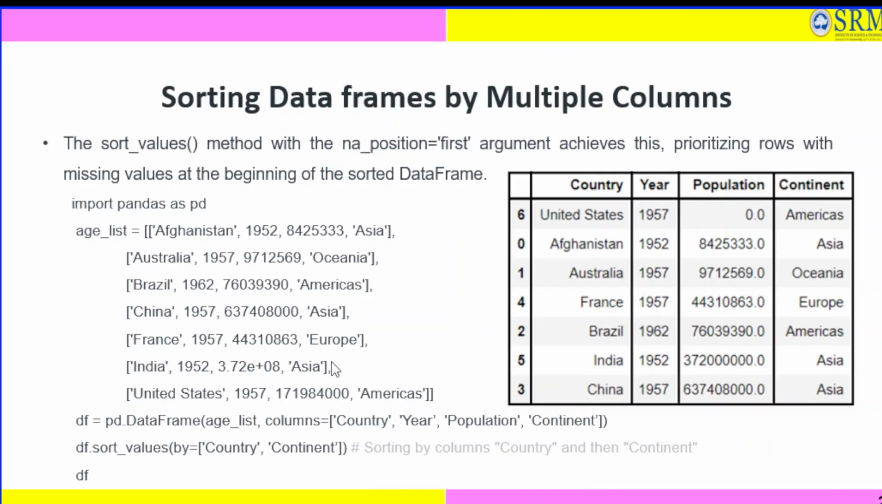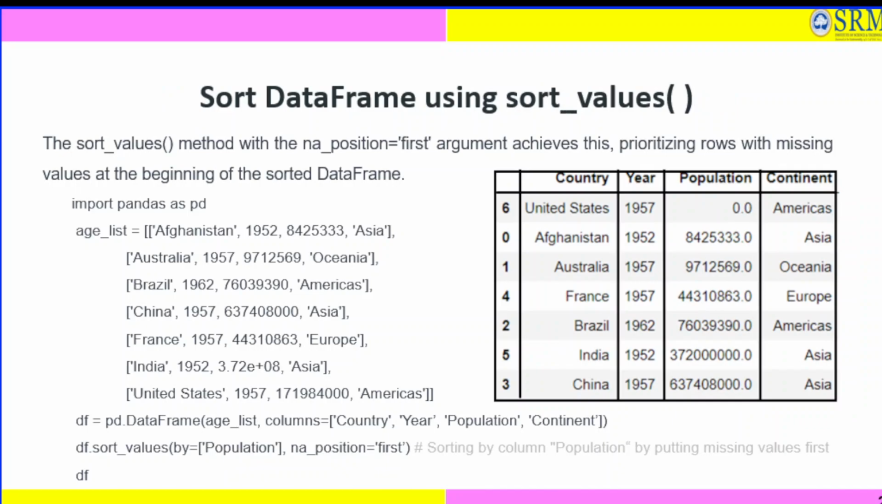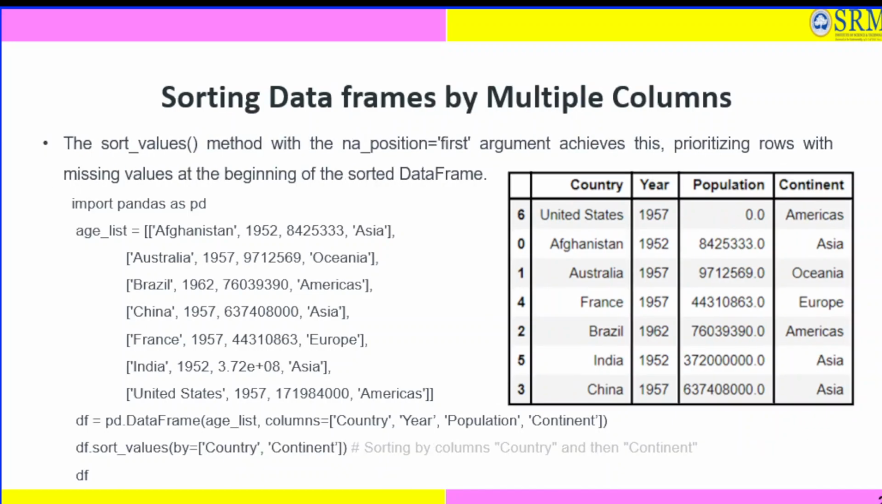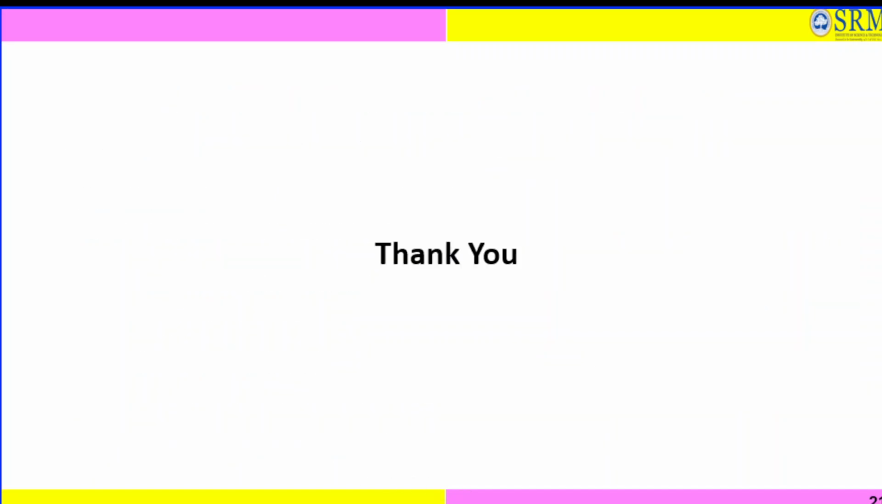We can apply this for multiple columns as well. In the previous examples we sorted either by country or by population. Now we are going to sort values based on the country. If the country matches, it is going to be sorted based on the continent. Finally, we have discussed sorting and ranking the data frame. Thank you.